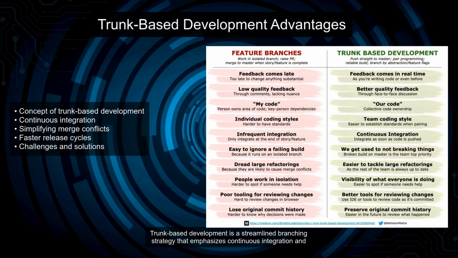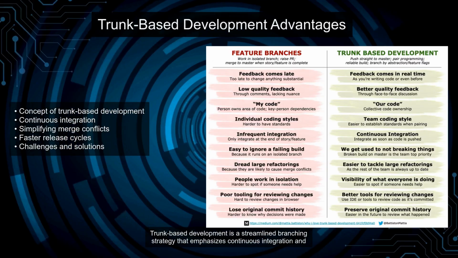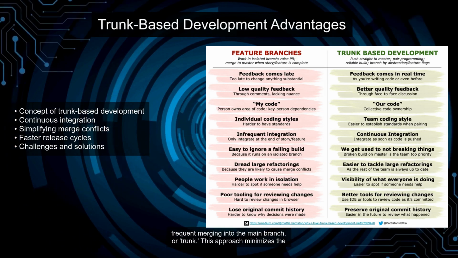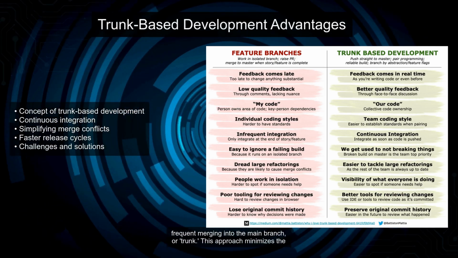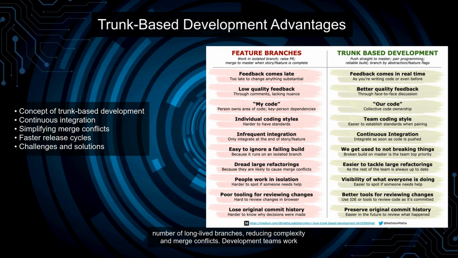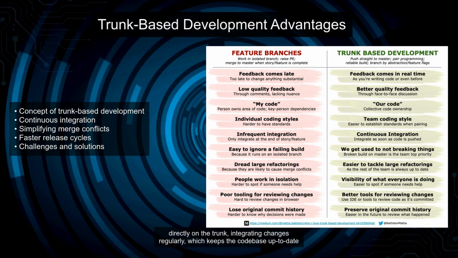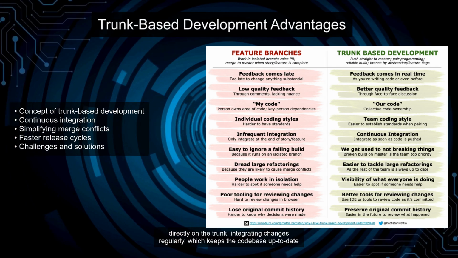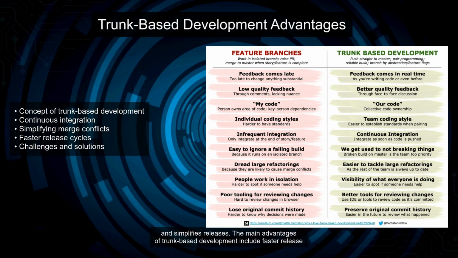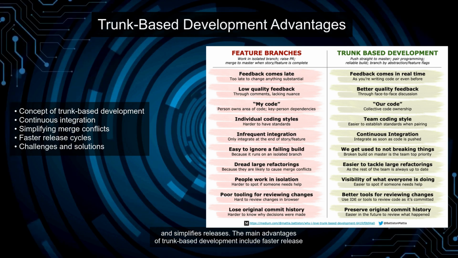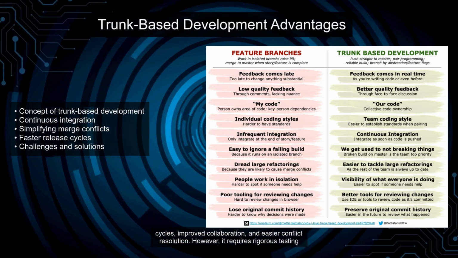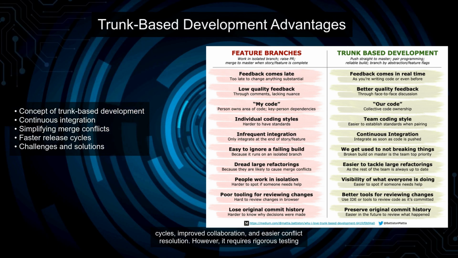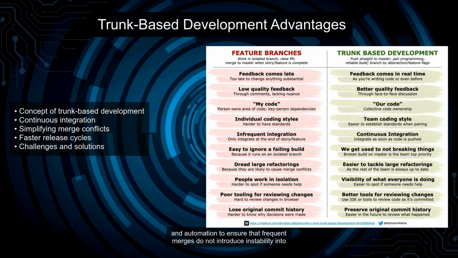Trunk-based development is a streamlined branching strategy that emphasizes continuous integration and frequent merging into the main branch, or trunk. This approach minimizes the number of long-lived branches, reducing complexity and merge conflicts. Development teams work directly on the trunk, integrating changes regularly, which keeps the codebase up to date and simplifies releases. The main advantages of trunk-based development include faster release cycles, improved collaboration, and easier conflict resolution.